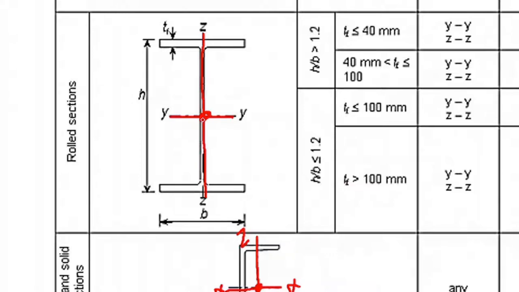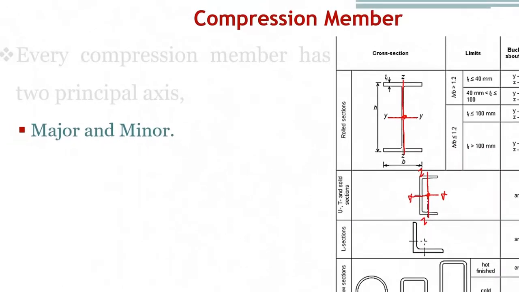Now, what is major and what is minor axis? It is very simple. It is based on its value. If the moment of inertia about any axis is higher than the other axis, then that axis is called a major axis. If you take ZZ, its moment of inertia is denoted as IZZ. If you take YY, the moment of inertia is denoted as IYY.